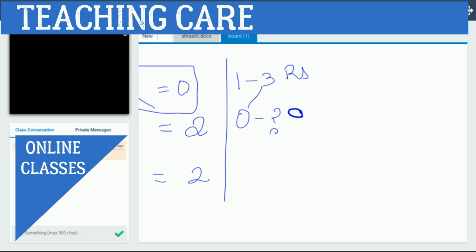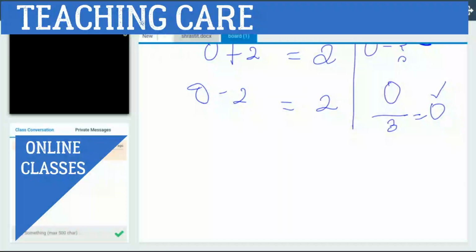For multiplication, any number multiplied by 0 is 0. Then 0 divided by any number is again 0. So what is the concept? Multiplying or dividing any number with 0, you will get 0. Okay, Srashti? So if I'm saying 4 times 0, what is the answer? It will be 0.